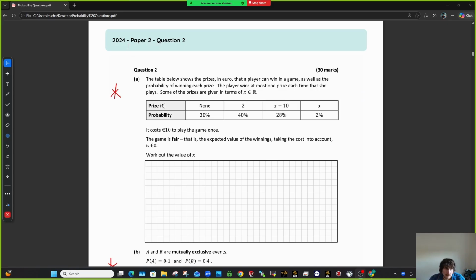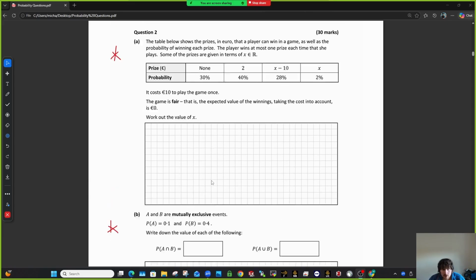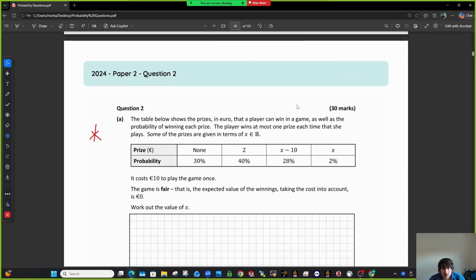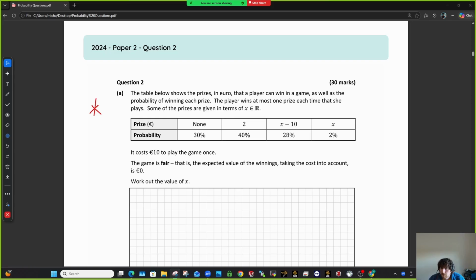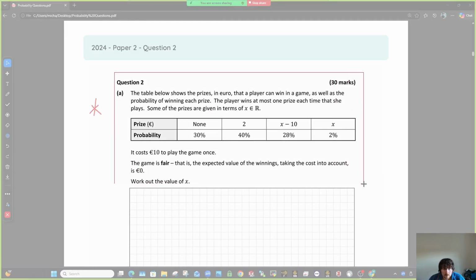Okay, so we're at 2024's paper 2 here. So I've got an expected value question, and then I've got a mutually exclusive question down here. So both of these are interesting. So let me zoom in and take a snip of this to get it set up. And obviously try it yourself.